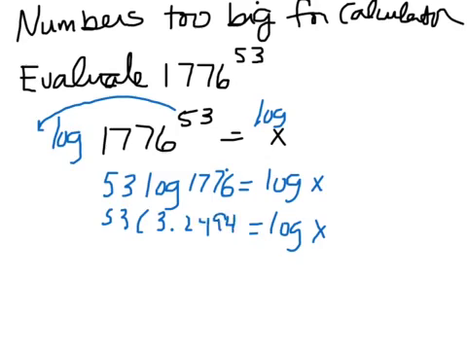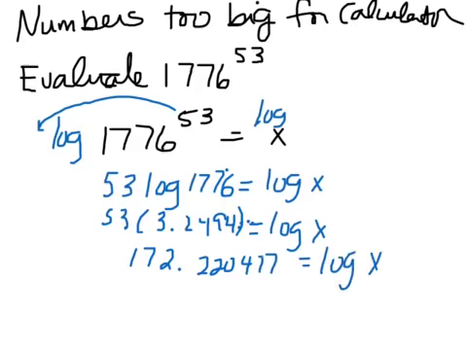I'm going to put the whole number in my calculator to keep it as accurate as possible. Now, if I multiply this by 53, I get 172.220477. I'm just going to keep as much as my calculator gives me, so I keep my accuracy there. All right, that's log x.